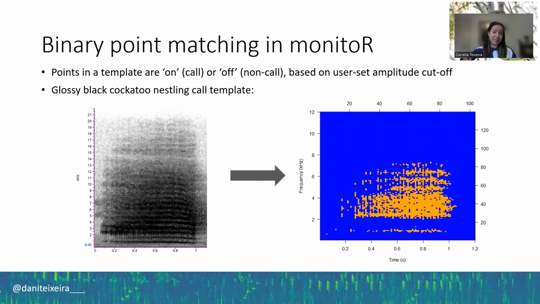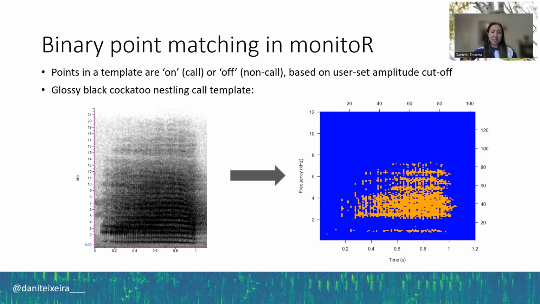And this is basically what Monitor does. Here we can see a spectrogram of a nestling call of the glossy black cockatoo, which is one of the species that I work on and have the great fortune of being quite involved in their conservation. Monitor basically takes the spectrogram of the template and creates this binary point template that you can see on the right. Essentially it just creates on and off points. The blue is off and the orange is on, hence the word binary.